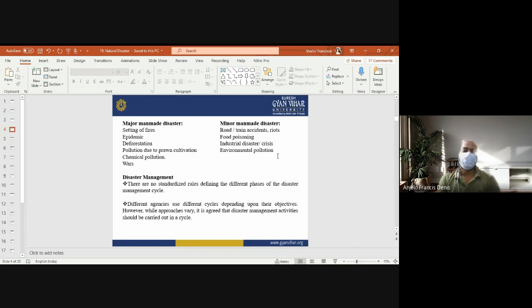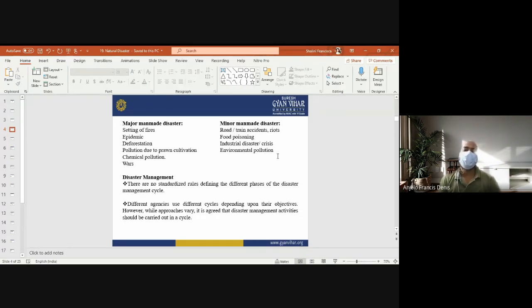Similarly, many times there is an occurrence of train accidents and road accidents, riots, industrial disasters, environmental pollution. So these all are occurring, and we all are facing these types of disasters. We also know that the frequency of the occurrence of such disasters is rapidly increasing. That is why a new term has been generated a few years earlier, that is called disaster management.